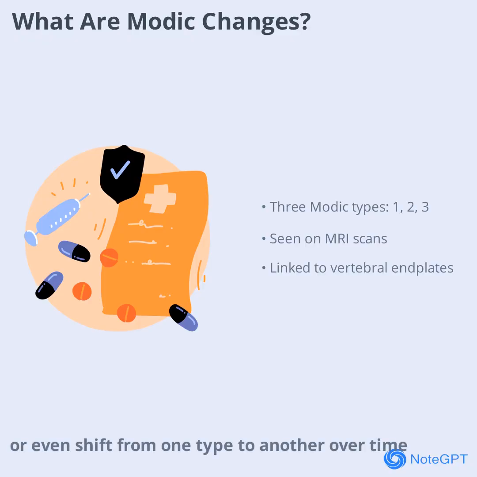These changes can exist alone, in combination, or even shift from one type to another over time. While their presence is strongly associated with back pain, especially in the lower lumbar spine, not all Modic changes cause symptoms. Understanding these types is crucial for clinicians to interpret MRI findings and tailor treatment strategies for patients suffering from chronic low back pain.